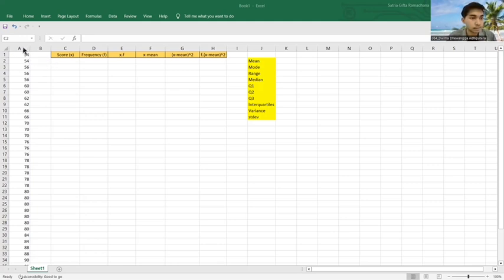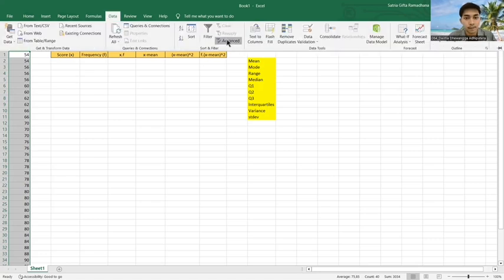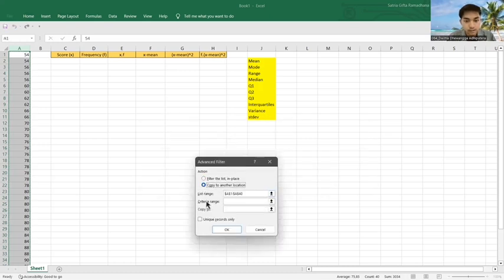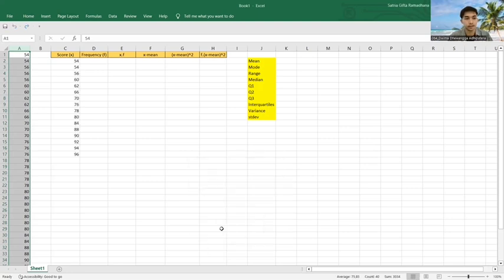First, block all the data. Just click on the A. Now we already blocked all of the data. And then click data, click advanced, OK. Copy to another location, copy to, click in the C2 right here. Unique record only checklist, don't forget, and press OK.